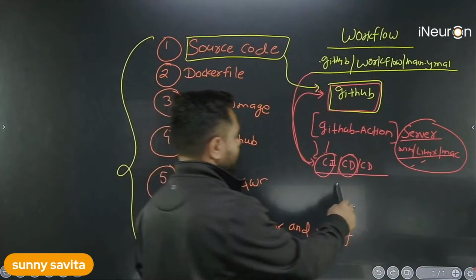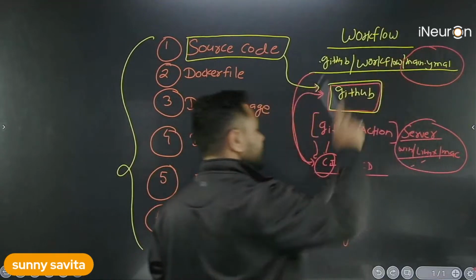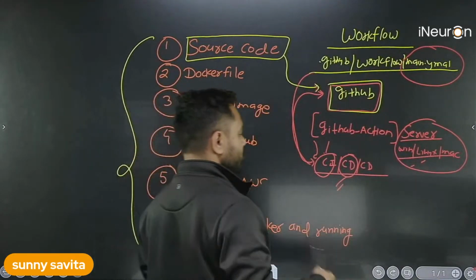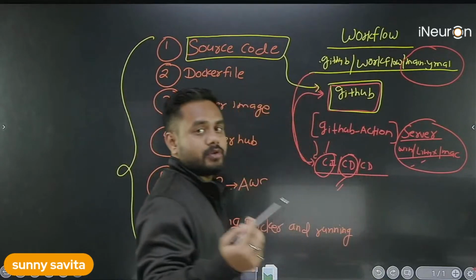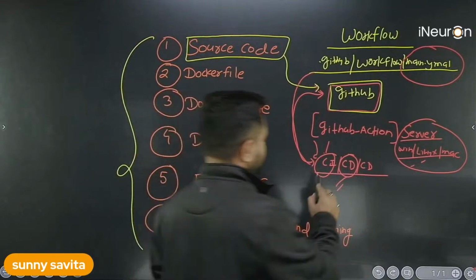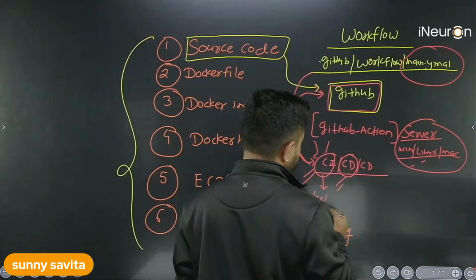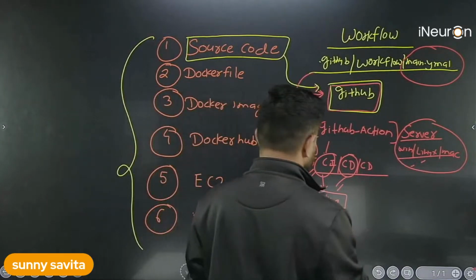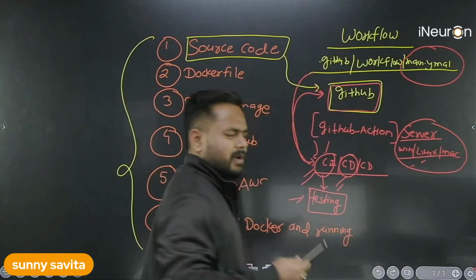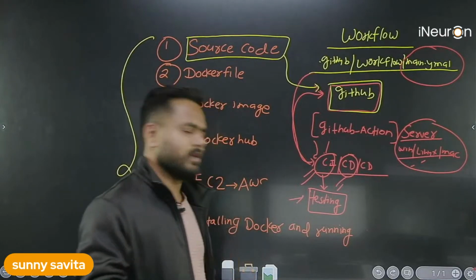Then we are doing CD. For the CD also, I have written a workflow inside this YAML, and in this CD we are pushing the image to Docker Hub. In the CI, we are doing testing. While doing continuous integration, I can write multiple test cases and test my code. Different types of testing I can perform here: unit testing or integration testing.